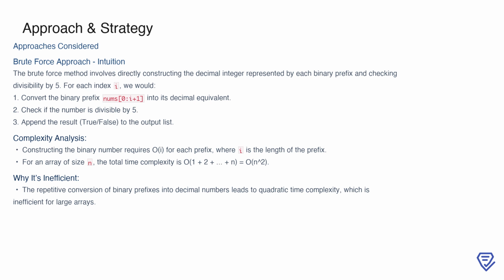While this approach is simple to understand, the complexity analysis reveals its inefficiency. Constructing the decimal number for each prefix takes time proportional to the length of the prefix, so for an array of size n, the total time complexity becomes n squared. This is because summing up the time for all prefixes results in quadratic growth. The repeated conversions for each prefix make this approach impractical for larger arrays, leading us to consider more efficient methods.